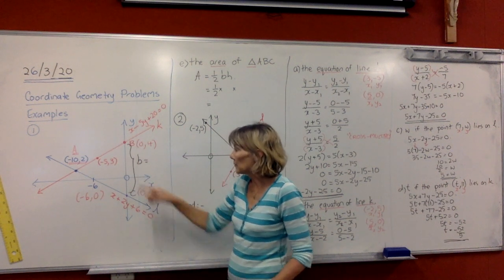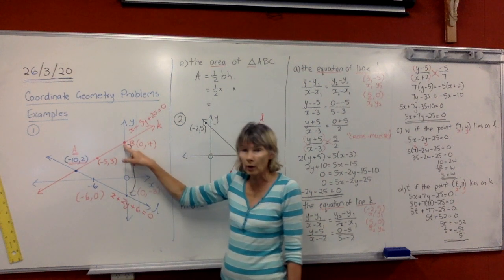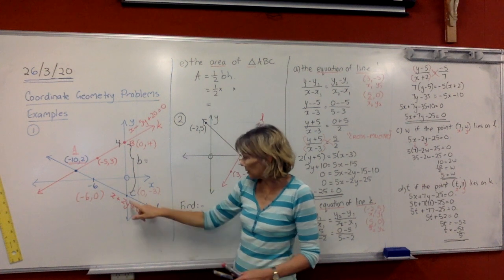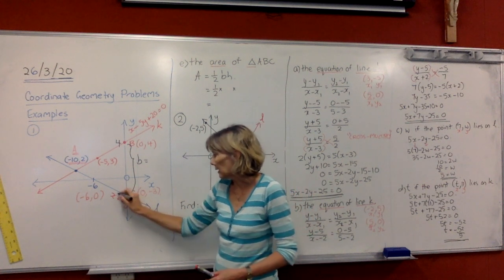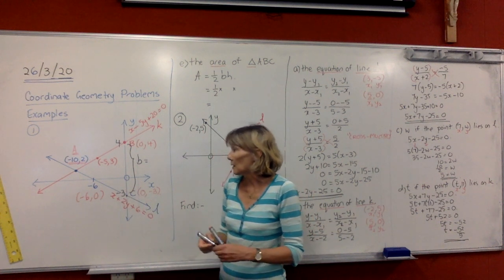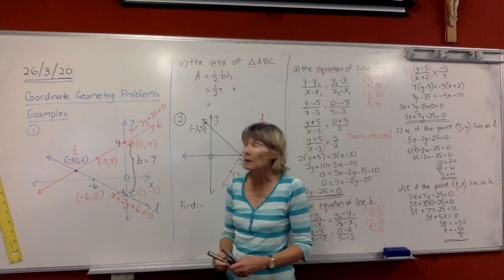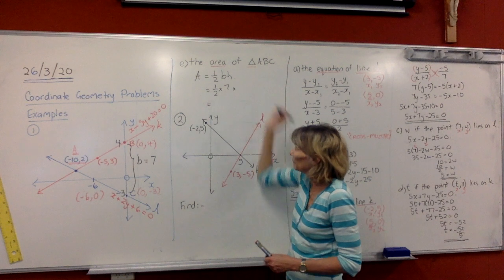And if you look at the numbers involved, this is 0, 4, so it basically is cutting at a 4. And this is 0, minus 3, so that's cutting at a minus 3. So the gap from 4 to minus 3 is 7 units. So that's our base that we're going to put in there.